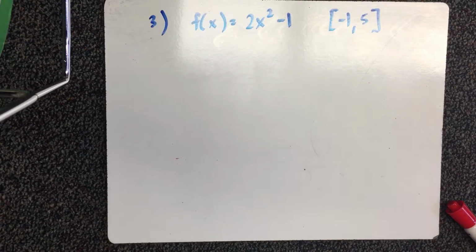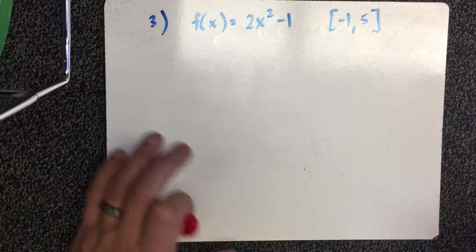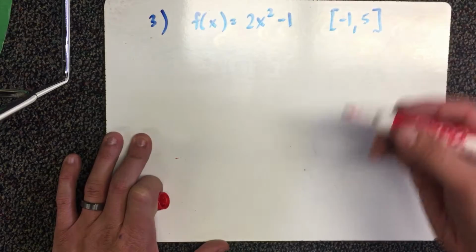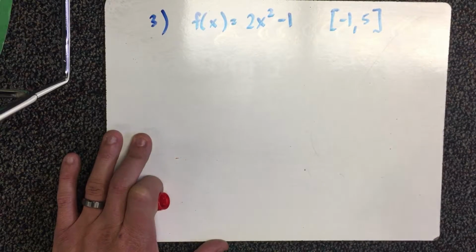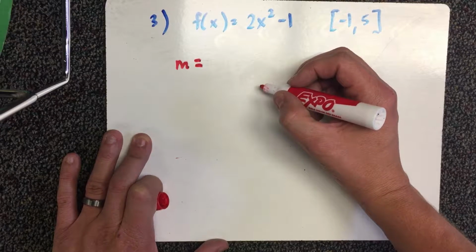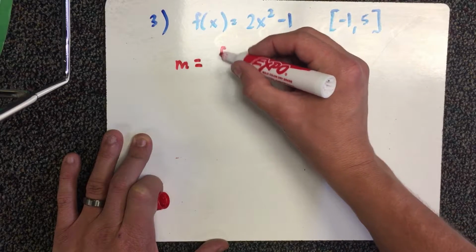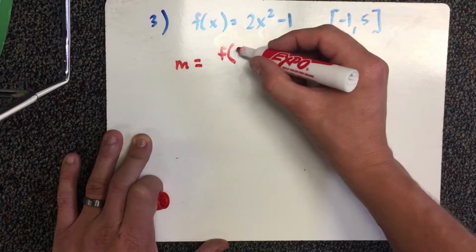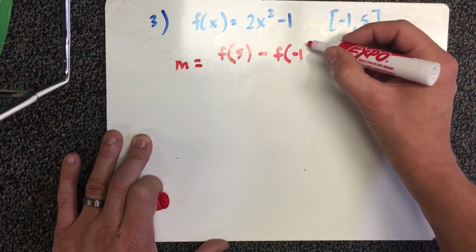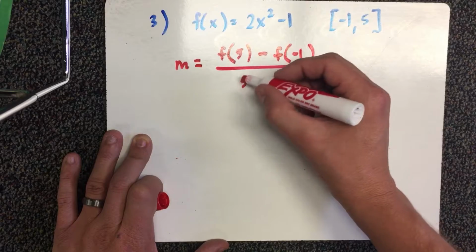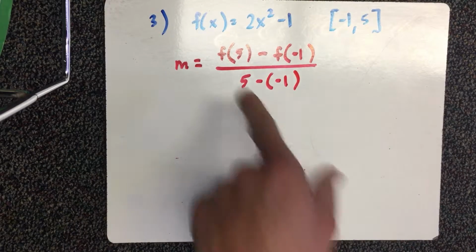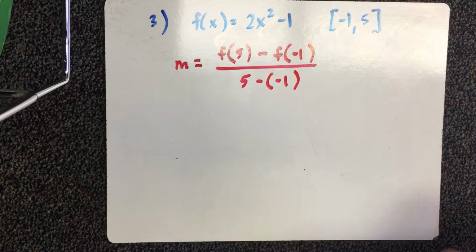So the first thing we need to find is the average rate of change over this interval of the function. And remember, that's when you connect the endpoints, giving you the secant line, and we want to find the slope of that first. The formula for the slope of the secant line looks like this. It is f of b, which is 5, minus f of a, negative 1, all over 5 minus negative 1. So the formula is going to look like that, f of b minus f of a over b minus a.